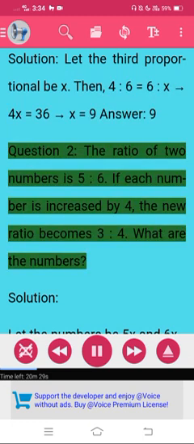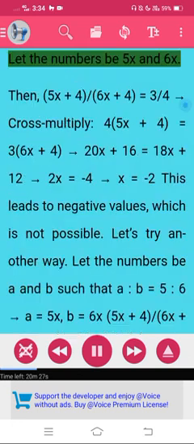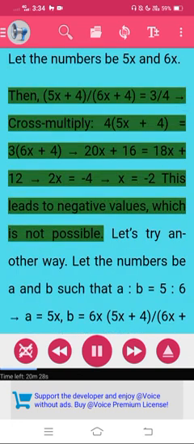Question 2. The ratio of two numbers is 5:6. If each number is increased by 4, the new ratio becomes 3:4. What are the numbers? Solution. Let the numbers be 5x and 6x. Then, (5x plus 4)/(6x plus 4) equals 3/4. Cross multiply: 4(5x plus 4) equals 3(6x plus 4), so 20x plus 16 equals 18x plus 12, so 2x equals minus 4, so x equals minus 2.